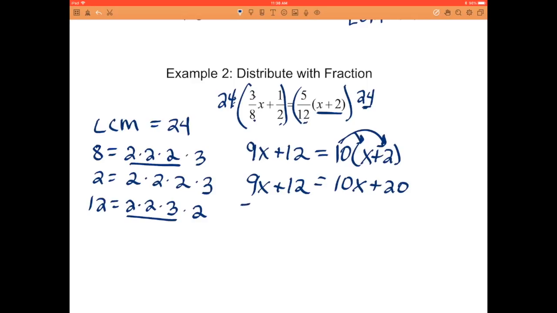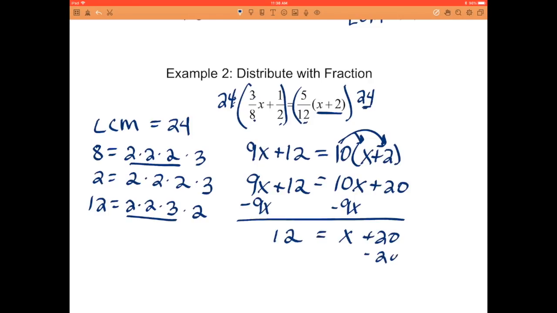We've got to start moving stuff over. So take away 9x. And then we will take away 20. We'll get negative 8 is our missing value there. So again, you can plug that in to check.